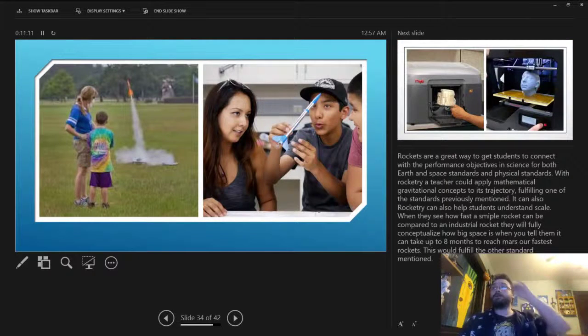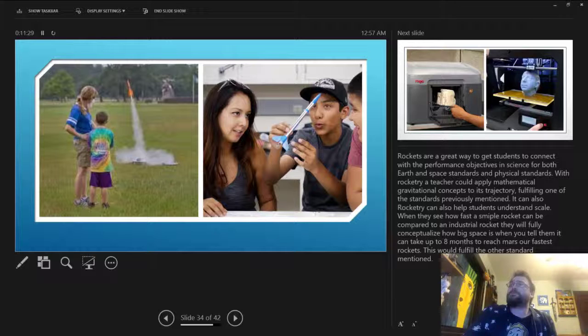Rockets are a great way to get students to connect with these performance objectives in science for both Earth and space standards and physical standards. With rocketry, a teacher could apply mathematical gravitational concepts to its trajectory, fulfilling one of the standards previously mentioned.